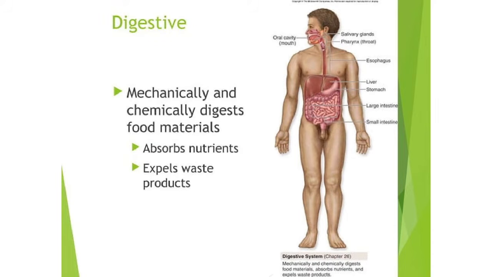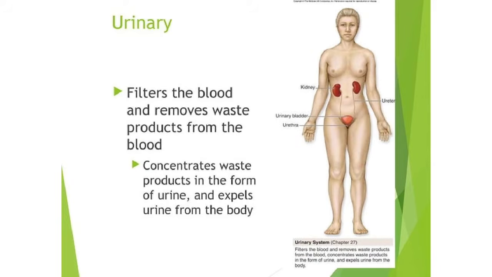And the digestive system mechanically and chemically digests food materials, absorbs nutrients, and expels waste products. Next one, urinary system, uses our water and maintains normal life. If any problem is related to kidney, ureter or urethra, it will affect the urinary system.